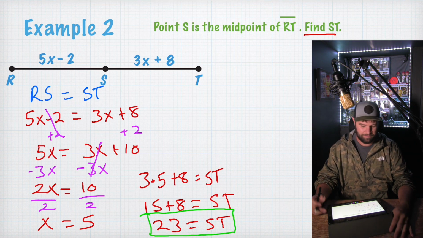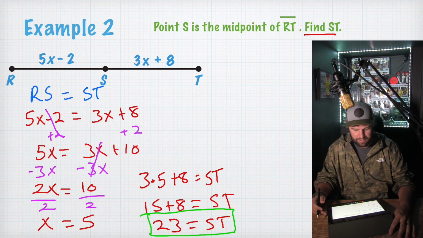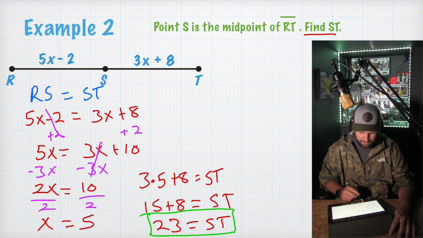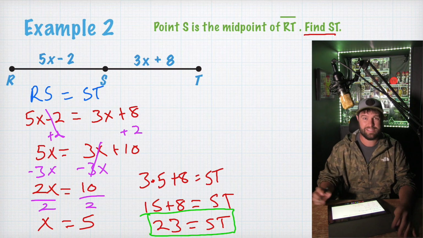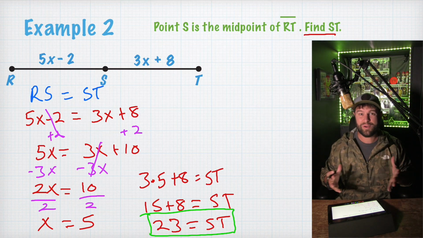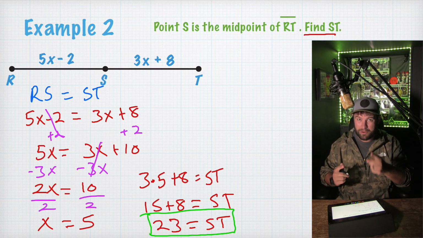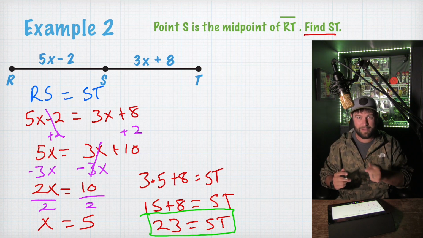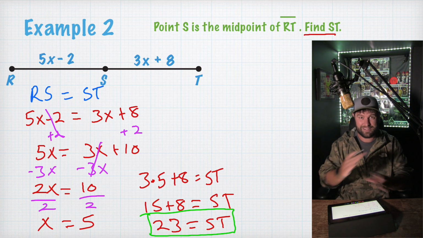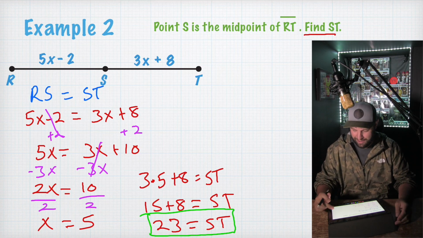Hope that made sense. That's going to be using bisectors, because we know if something is bisected, it cuts it perfectly in half. That's what I'm trying to get you to remember. That's the important thing. If it is bisected, it's cut perfectly in half.